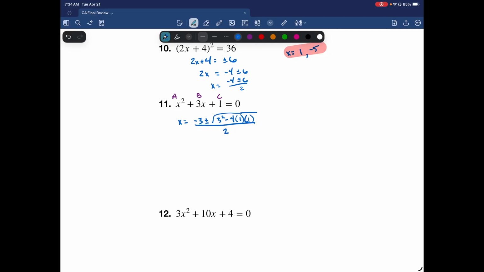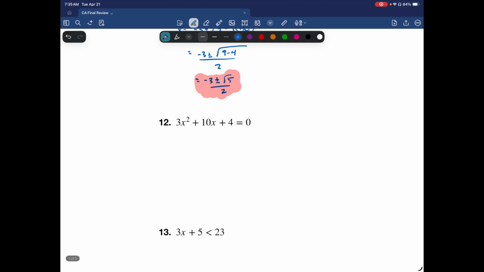And then I simplify. Okay, so you got negative 3 plus or minus 3 squared is 9 minus 4, all over 2 equals negative 3 plus or minus square root of 5 over 2. All right, so that's as far as I can go without getting decimals. This is an exact answer, and so we prefer to leave our answers as exact answers. So this is as far as we go.